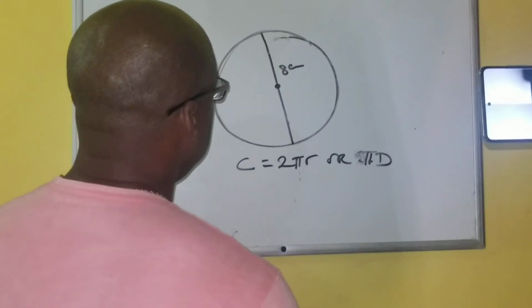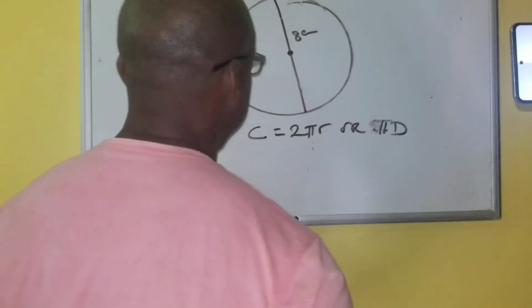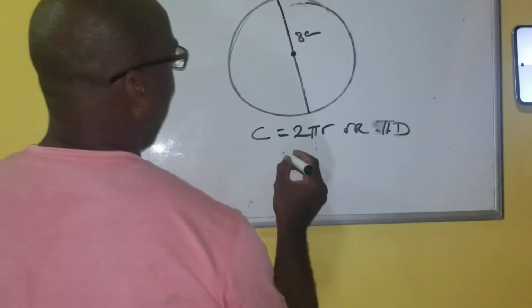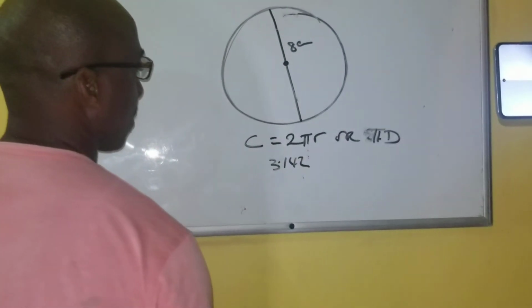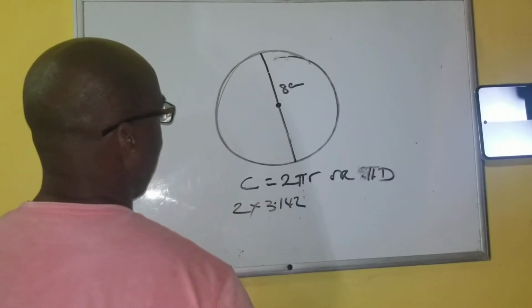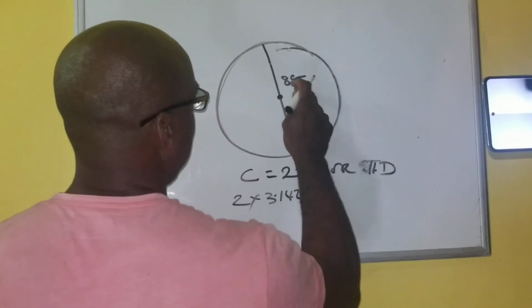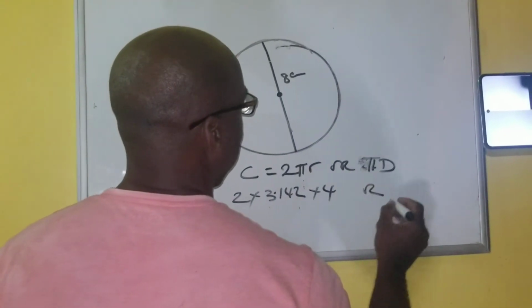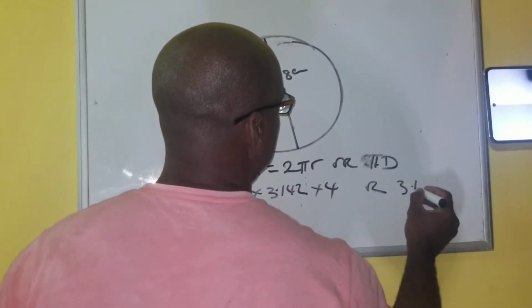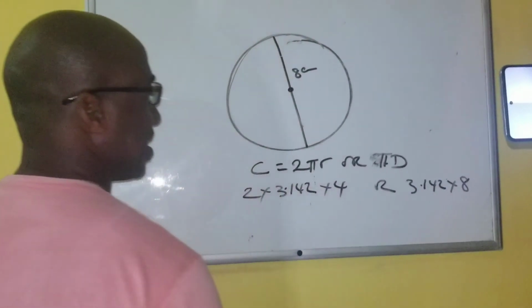So they give you the entire fish. So you can use any one and you get the same answer. And now pi is given as 3.142. So it's 2 times pi times our radius, which is 4. Can we say 8 divided by 2 is 4. Alright? Or it is pi 3.142 times diameter of 8. You get the same answer.